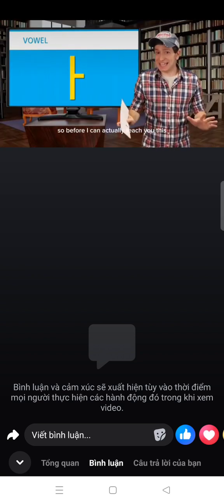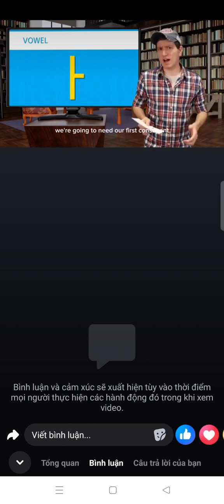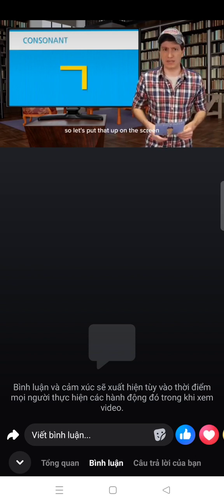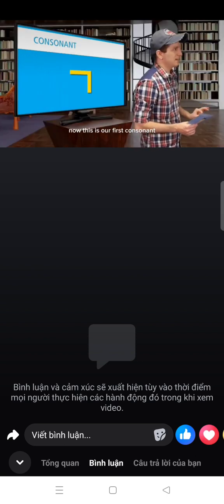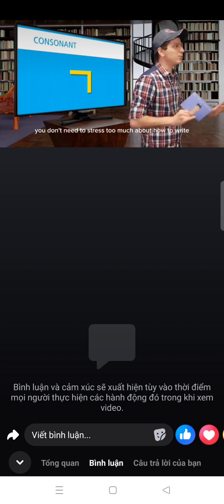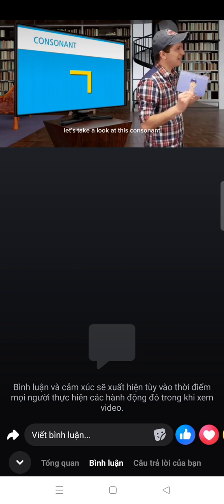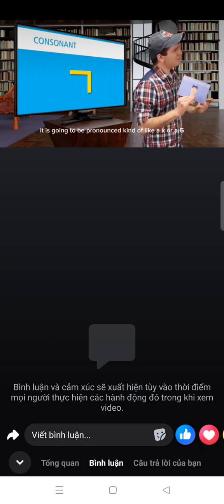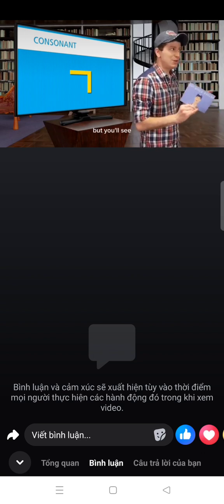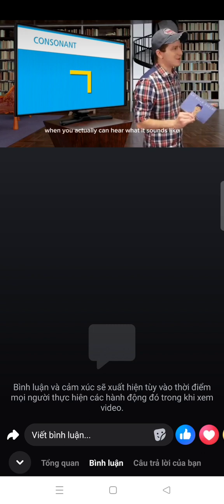So before I can actually teach you this, we're going to need our first consonant. So let's put that up on the screen. Now this is our first consonant. You don't need to stress too much about how to write these. We'll come back to them. Let's take a look at this consonant. It is going to be pronounced kind of like a K or a G, but you'll see when you actually can hear what it sounds like.